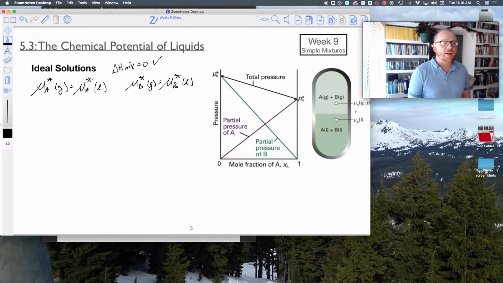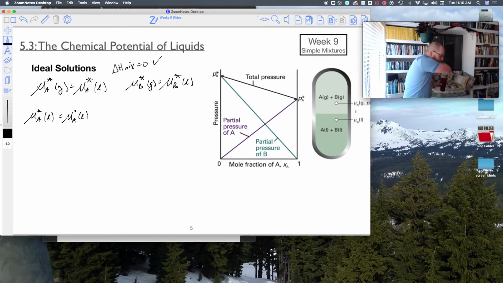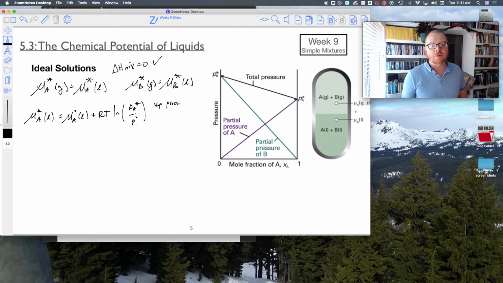So now if I expand on this and write this equation for the chemical potential of the liquid, the pure chemical potential of the liquid, I'm going to get this standard value, the reference value, plus RT natural log of PA star divided by P0, where PA star is the vapor pressure of pure A. And this P0 is just standard pressure, which is actually 1 bar.